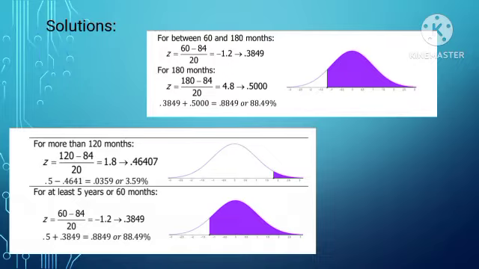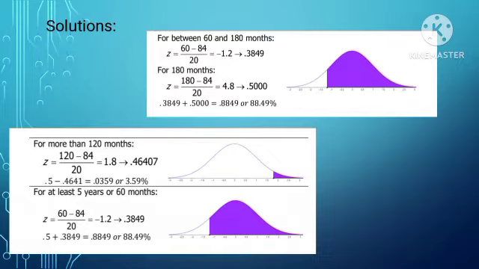Then find the value of 1.8 in the z-score table. The value of 1.8 in the z-score table is 0.46407. Draw the curve under the 1.8, then shade to the right. So 0.5 minus 0.4641 is equal to 0.0359. Then times 100% is equal to 3.59%.